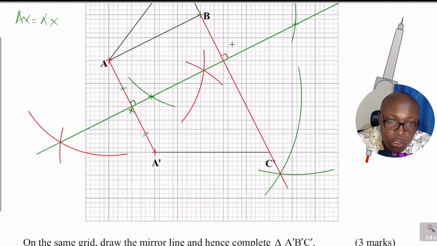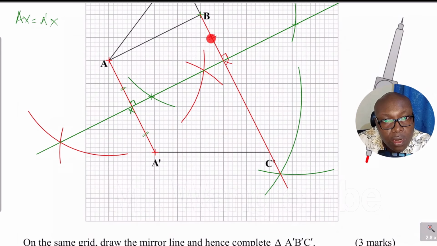Then remember what he said: if we let this point be X, the distance from B to the mirror line should be the same as the distance from the mirror line to where B prime will be. From B to the mirror line, we take that distance, and it is very easy to check. Actually, we can count the number of squares here. So you can see from this point to this point, how many squares are these?